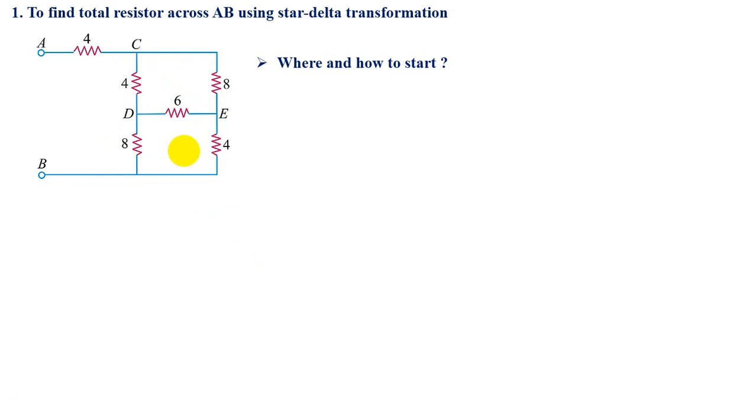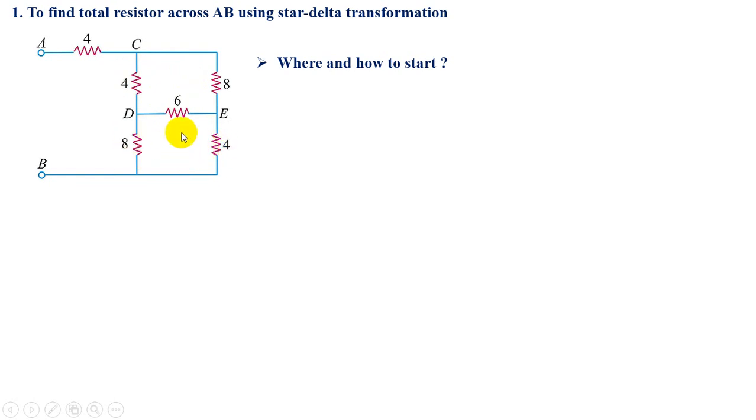Remember, this is important. You can't apply delta to star at both places simultaneously, because you can use these three elements only once. For example, if you are applying this delta 8, 6 and 4 and then 4, 6 and 8 to convert from delta to star, you can do it individually but not simultaneously, because you cannot use the 6 ohm twice. When you're using 8, 6 and 4, you're utilizing the 6. Simultaneously you cannot apply delta to star at this area, because 6 is already used by these two elements.